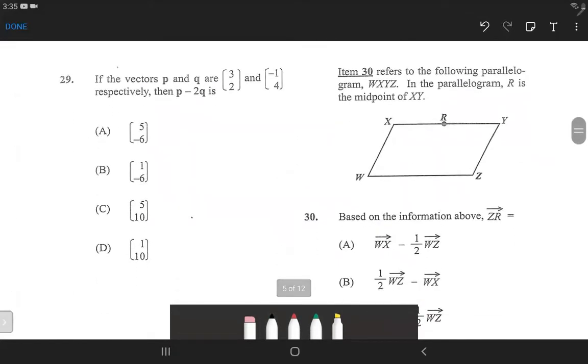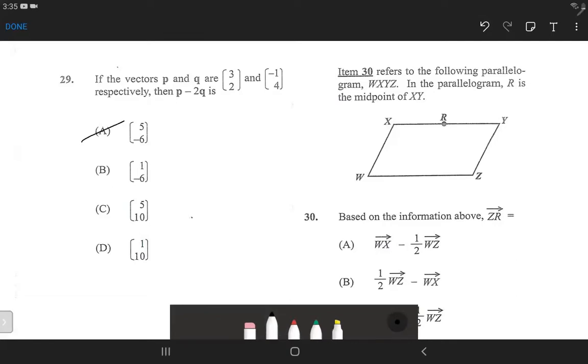So 29, if the vectors P and Q are (3, 2) and (-1, 4) respectively, then P minus 2Q. We did this question yesterday as well, right? 3 minus -2 is 5, and 2 minus 8 is -6, so that is (5, -6) here, right?